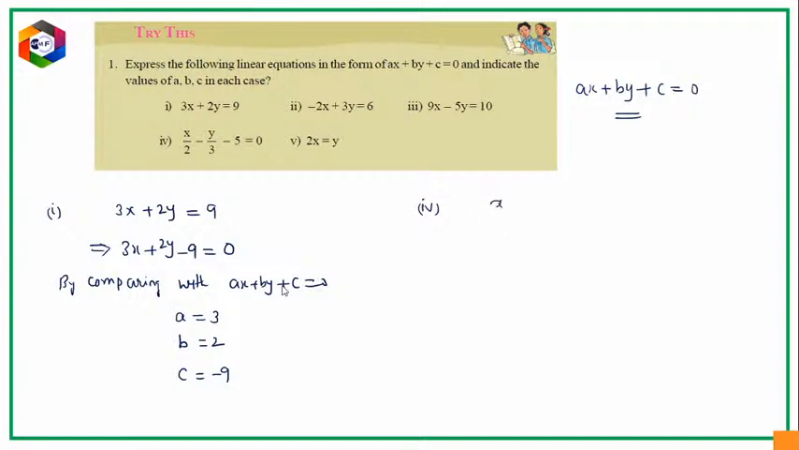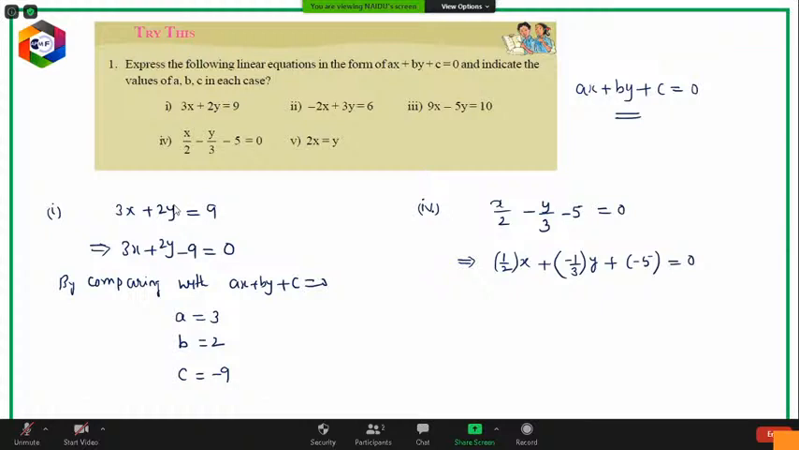Let us observe, children. x by 2 minus y by 3 minus 5 equal to 0. If you observe this one, it is actually in the standard format, because there is an x term, there is a y term, there is a constant term. So the same only, for convenience, how I am writing is 1 by 2 into x plus minus 1 by 3 into y. Minus 1 by 3 into y is minus y by 3, plus minus 5 is equal to 0. This slightly I have changed.